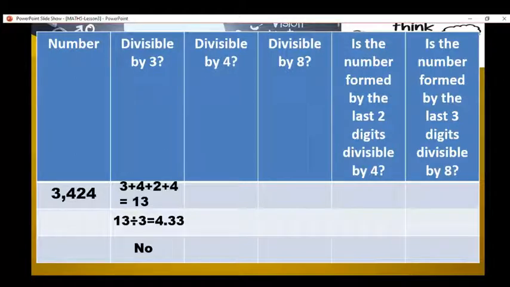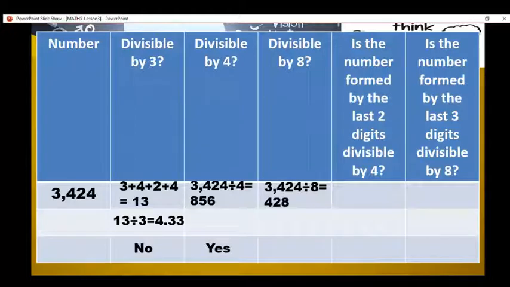Very good. So how about divisible by 4? We need to divide 3,424 by 4. So we got 856. So the answer is yes. The given number is divisible by 4. How about divisible by 8? So we'll just need to divide 3,424 divided by 8. We got the answer of 428. So the answer is yes.